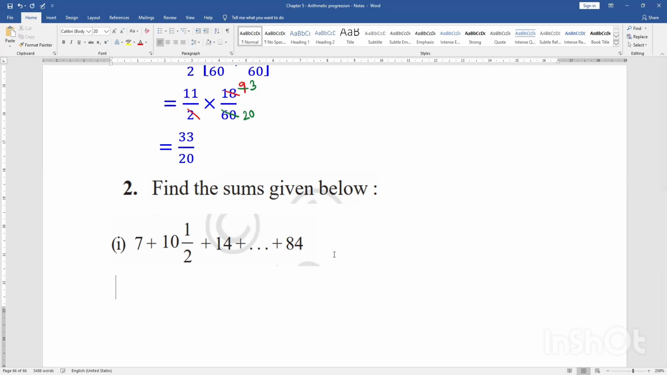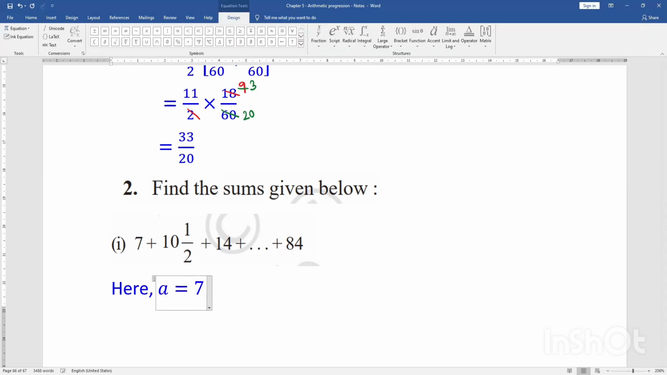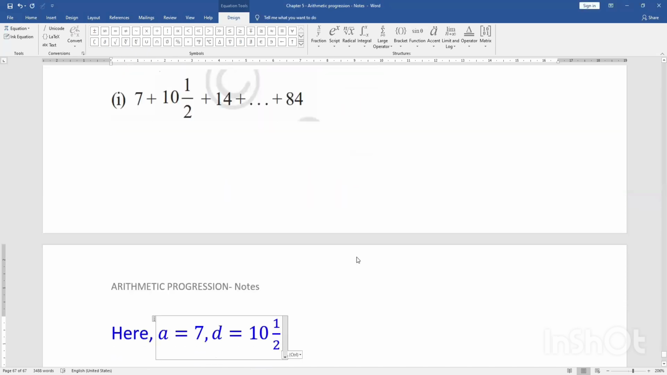So now here we have a equals 7. Then we have d equals to how much? 10 1 by 2, right? Minus 7.